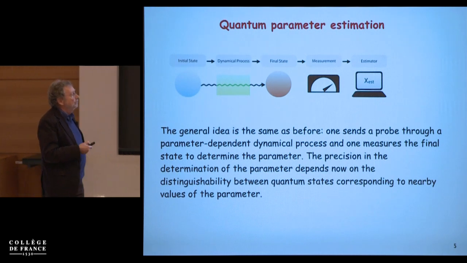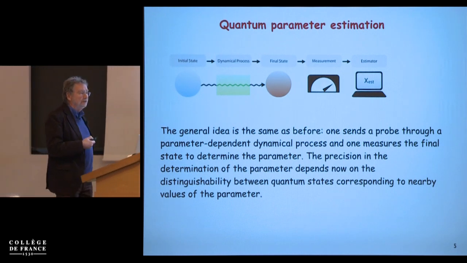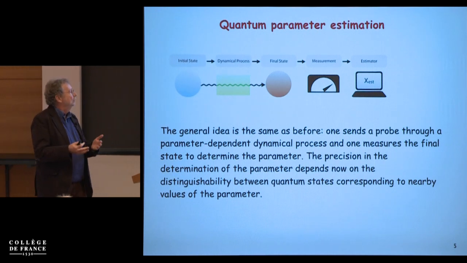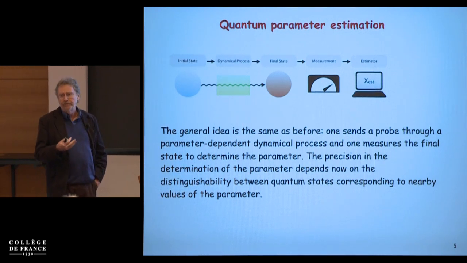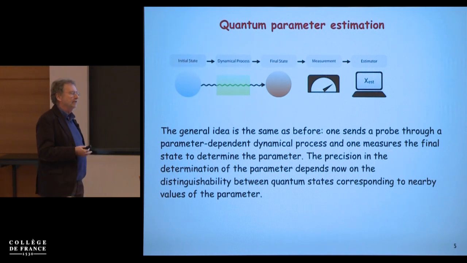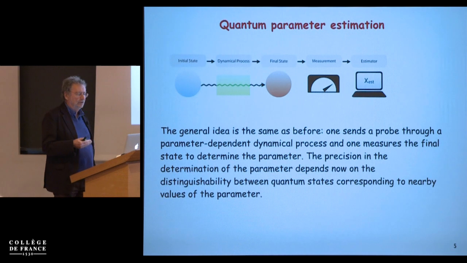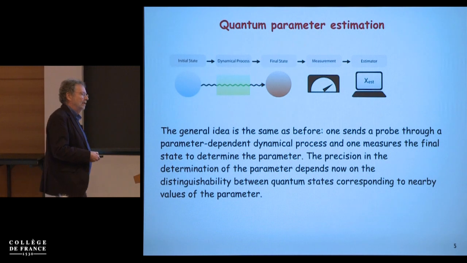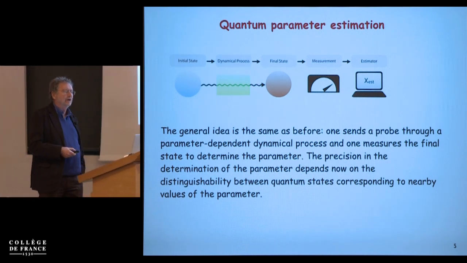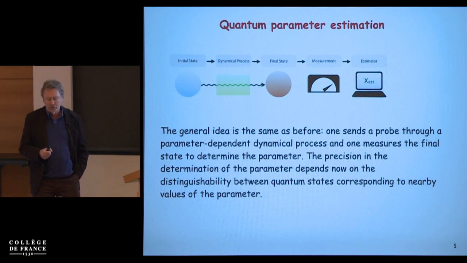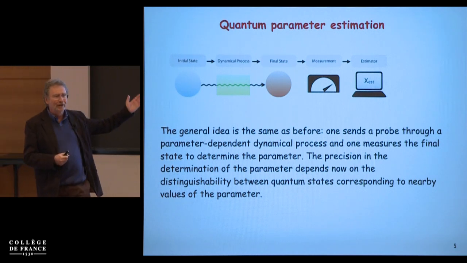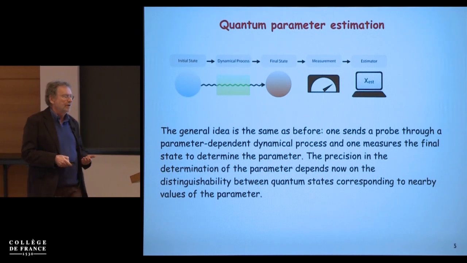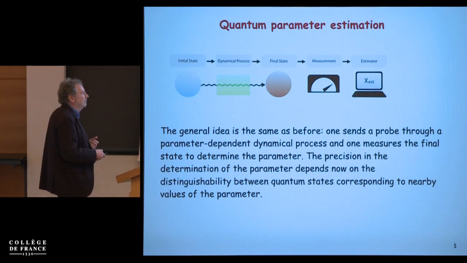Now, the novelty here is that the precision in the determination of the parameter now depends on the distinguishability between quantum states corresponding to nearby values of the parameter. And one knows that if one changes the parameter, the corresponding quantum states may not be orthogonal to each other, so we have a different situation here. However, I'll show you that quantum mechanics not only presents this difficulty in the estimation of parameters, but also can enhance the estimation of parameters by typically quantum mechanical effects.